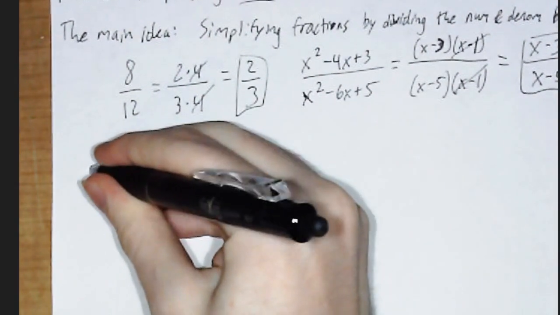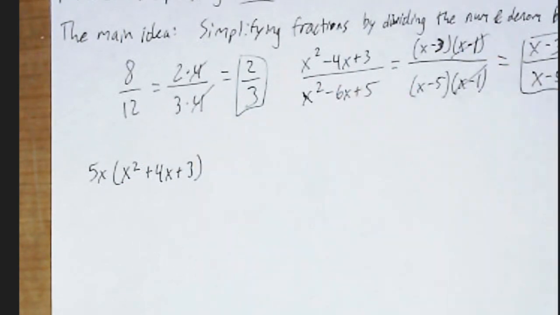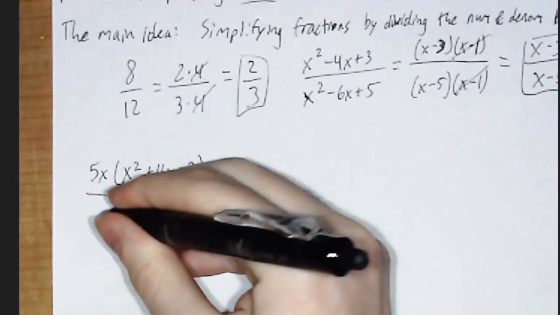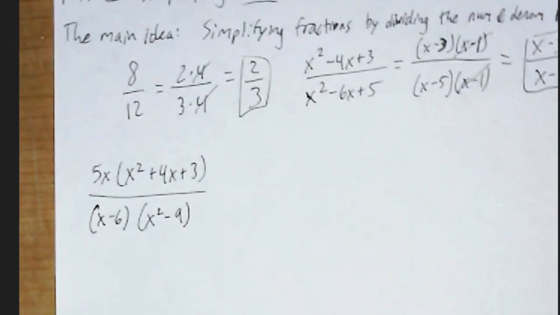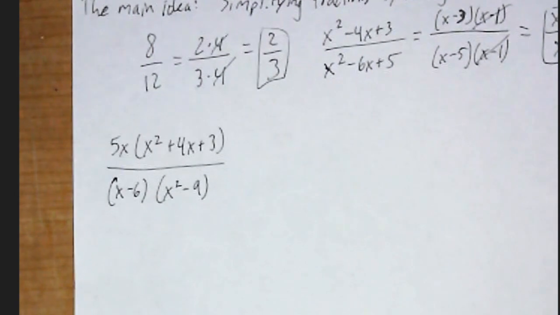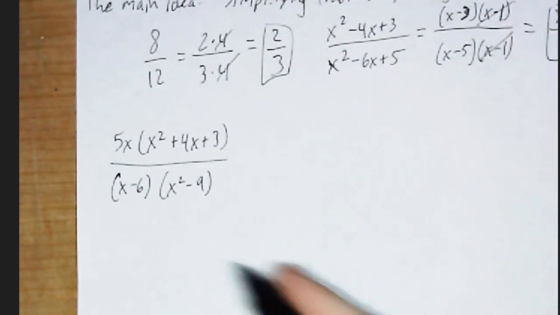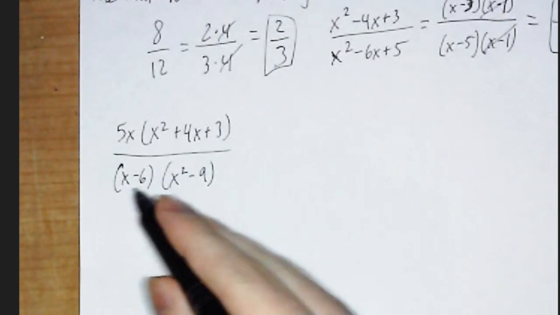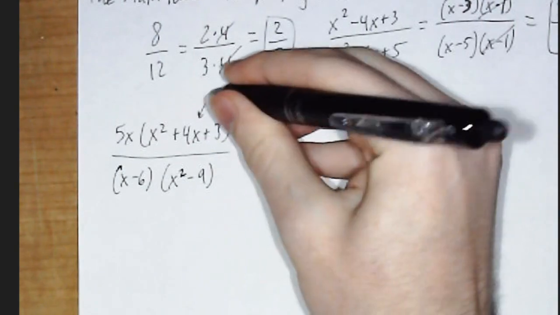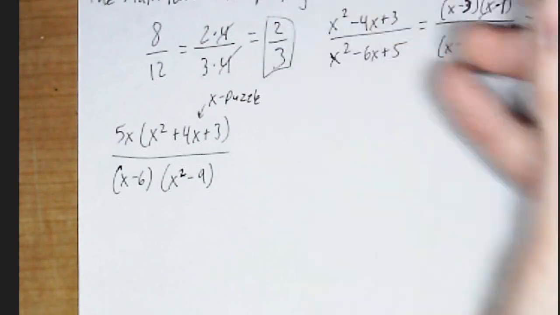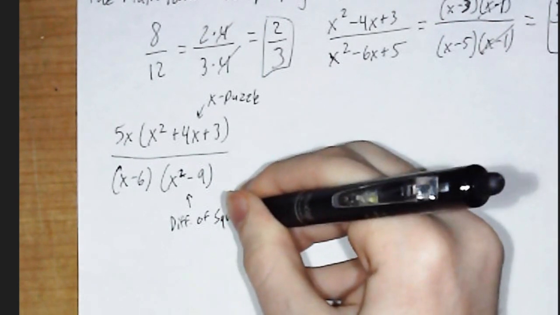Alright, so here we have 5x times x squared plus 4x plus 3, all divided by x minus 6 and x squared minus 9. Now there are two pieces of factoring that we can do here. We have a cross puzzle on top because this is a trinomial. And on the bottom, x minus 6, that's already factored. We can't do anything with that. But x squared minus 9 is a difference of squares. So the top we can factor with a cross puzzle, and this we can factor with difference of squares.